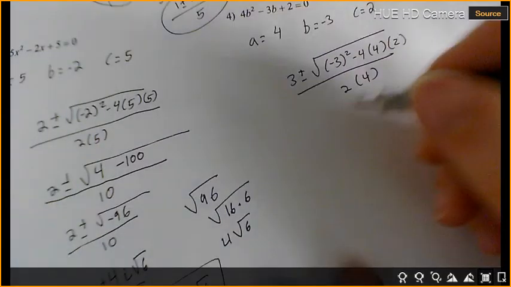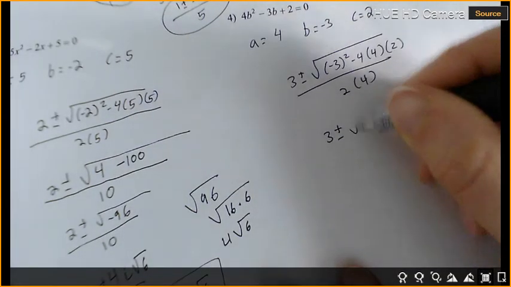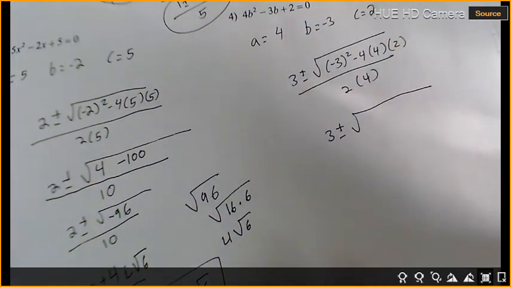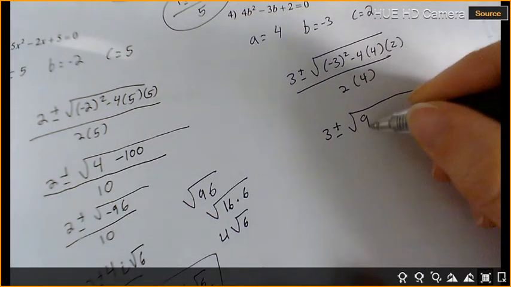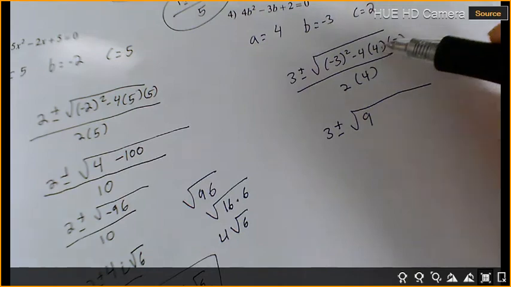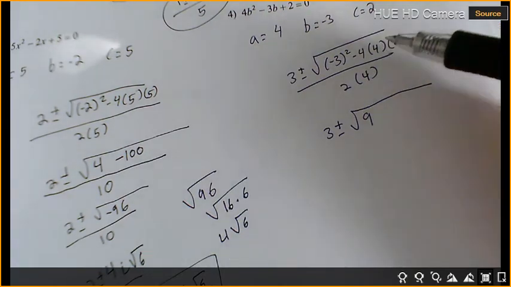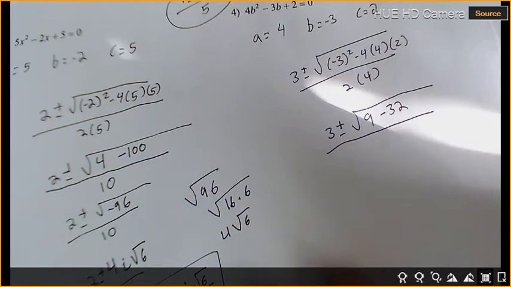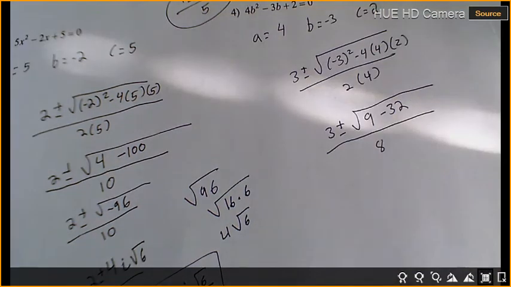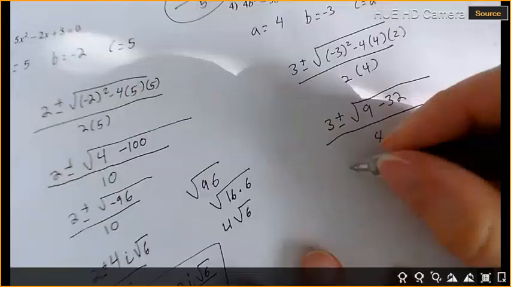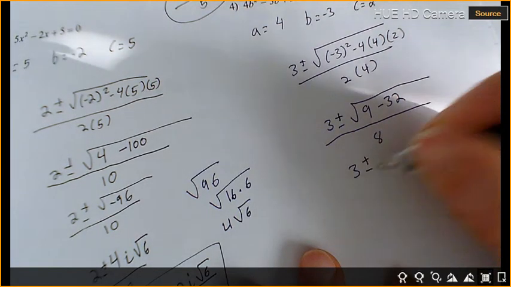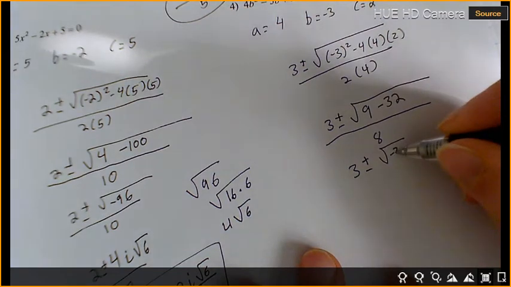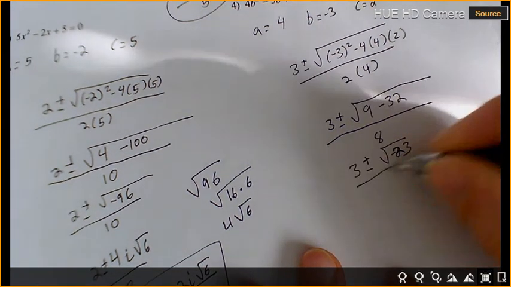Okay, so I'm going to go 3 plus or minus, bring it down, and then what's 3 times 3? 9. And then 4 times 4 is? Times 2 is? 32, good. And 2 times 4 is? 8. Okay, so now we're going to go 9 minus 32, and that gives me negative 23. So it's 3 plus or minus the square root of negative 23 over 8.